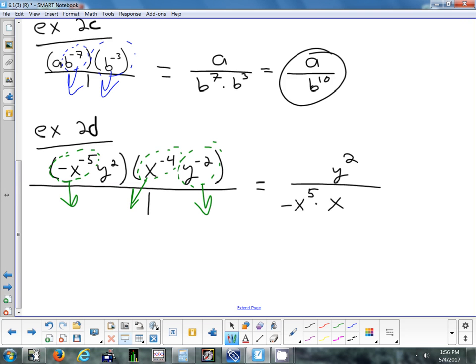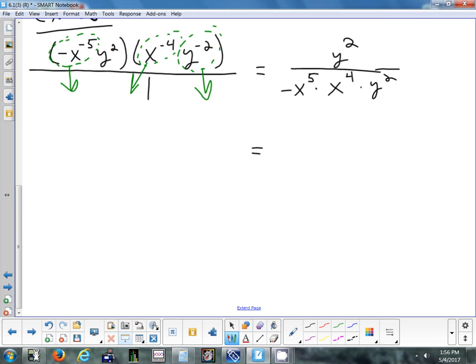X to the 4th. Yep. And what else? Y to the 2nd. Okay, do I have any like terms that I can combine at the bottom? Okay, yep, we could do that first, actually. So the y's cancel out. How come they cancel? Same exponent. 2, 2. They're gone.